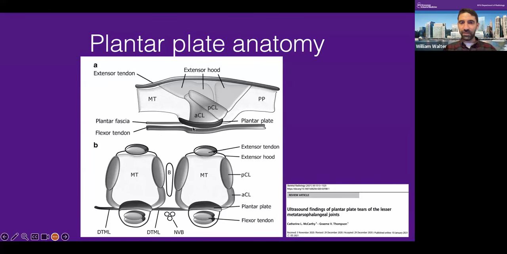The flexor tendon is independent of the plantar plate, but it passes right over the top of it, or right superficial to it, I should say. And it glides along the plantar plate there. The plantar plate is attached to the flexor tendon sheath, as you can see in this short axis image. So it is very closely related to the flexor tendons there.